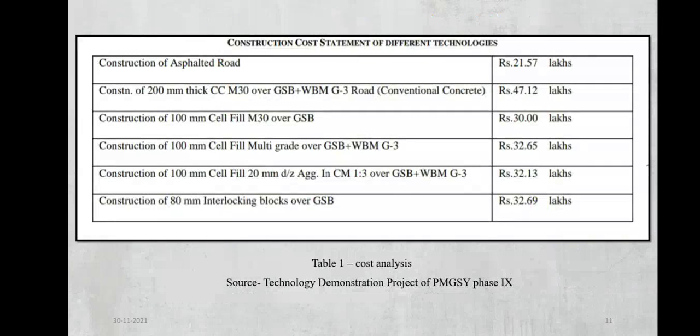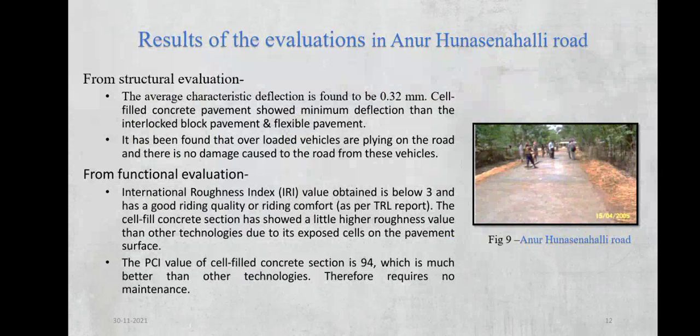Here we can see the cost statement of different technologies. We can see the cost of self-filled concrete pavement is less than the conventional bituminous road, that is the GSB road. This table is taken from the technology demonstration project, and from this the results are calculated, that is from the structural evaluation.